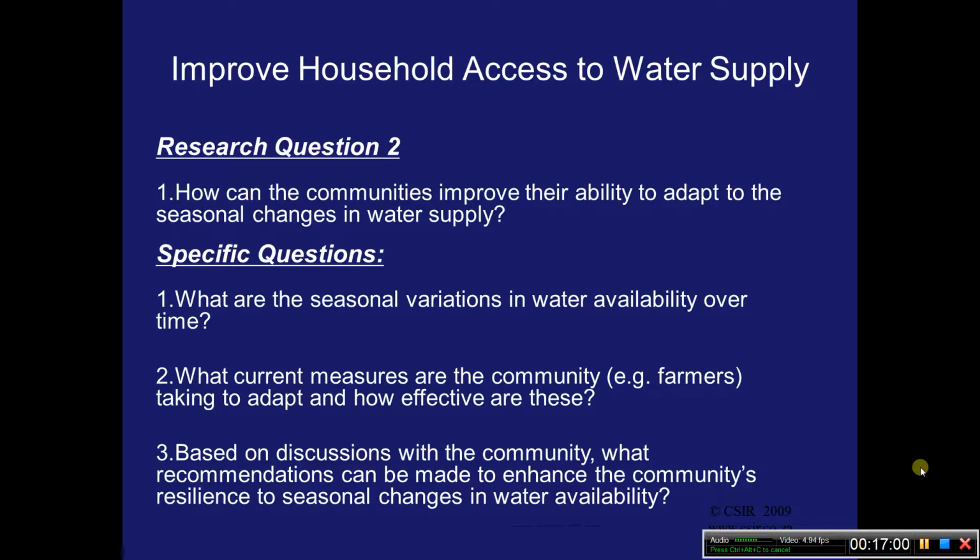And the third is, based on discussions with the community, not merely what the research team thinks, but based on the discussions with the community, what recommendations can be made to enhance the community's resilience to seasonal changes in water availability.